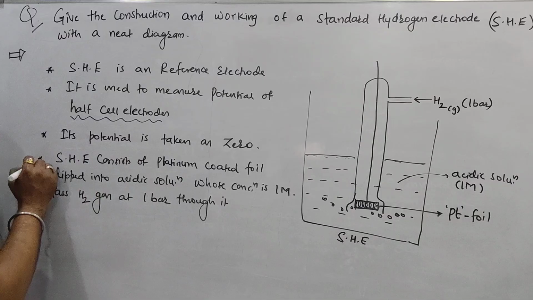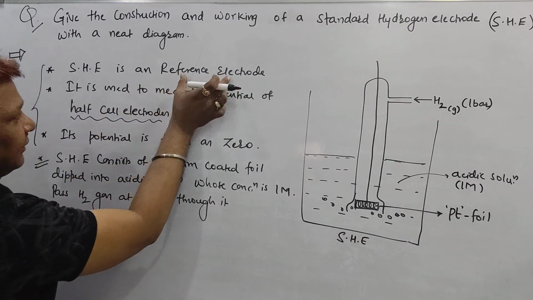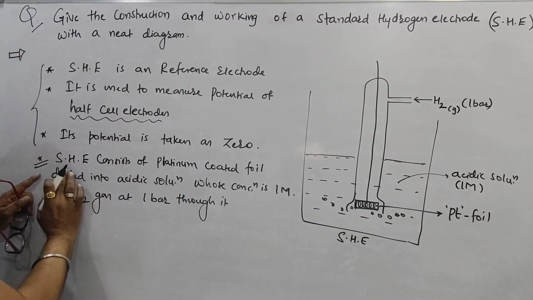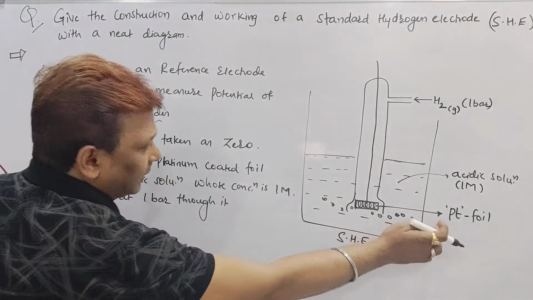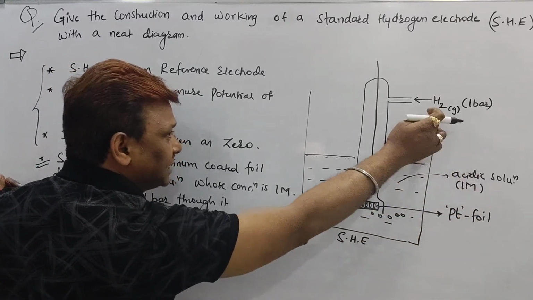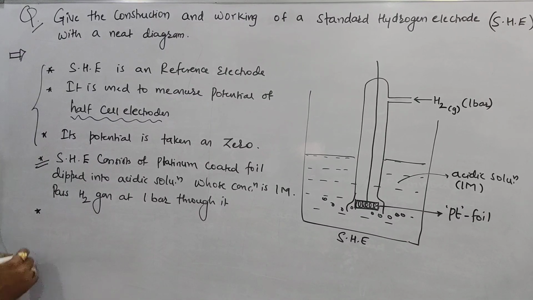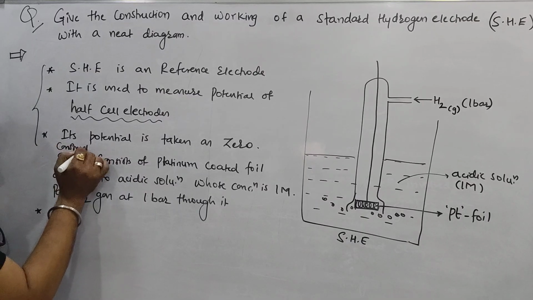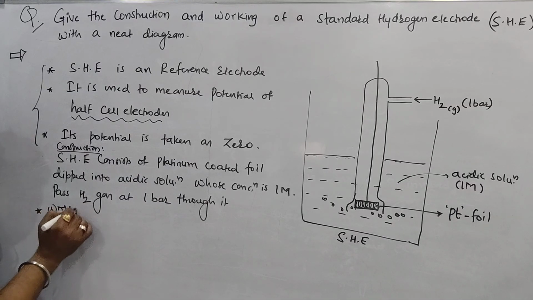Now, what is this one, beta? This is the explanation of the cell. It is about the SHE. What is the SHE? A reference electrode used to measure the potential of half cell electrode. It is taken as 0 and it consists of this diagram. The 4th point is nothing but this diagram. It means it consists of a platinum coated foil dipped into the acidic solution whose concentration is 1 molar. Pass the H2 gas at 1 bar through it. That is the construction. Now we will talk about the working. Sir, this point is called the construction. Now we will explain the working.